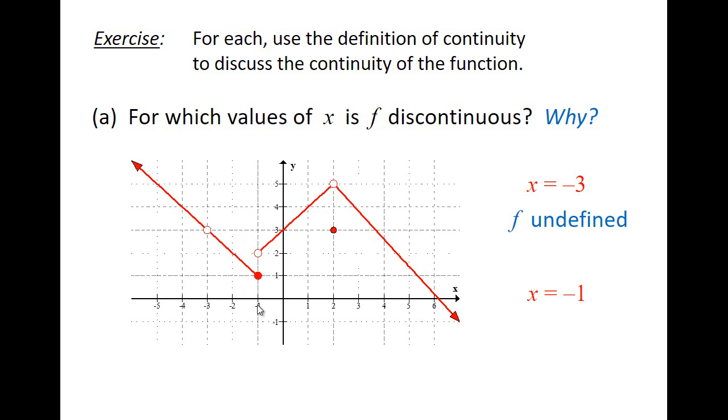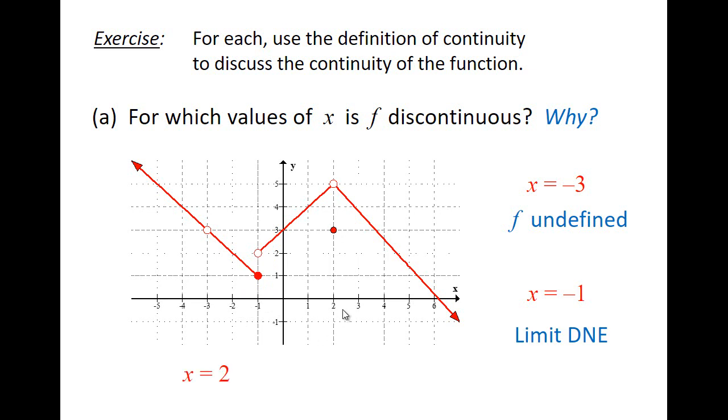At -1, what do we see? Well, at -1, we see that f is defined, right? f of -1 is equal to 1. So f is defined at -1. However, what's the limit? Well, the two-sided limit at -1 doesn't exist because the right-hand limit at -1 is 2. The left-hand limit at -1 is 1. So they are not the same. So therefore, the limit at -1 does not exist. So it's discontinuous there.